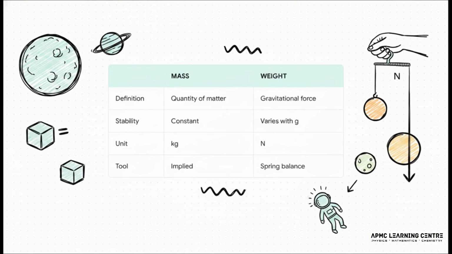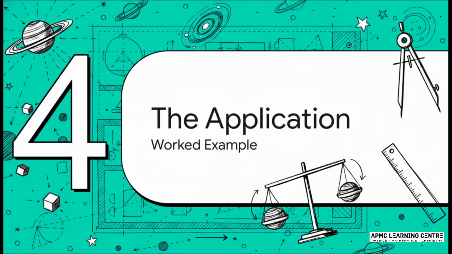Let's formally lock this in with a summary of the definitive distinctions between the two. Mass is the measurement of the quantity of matter in a body. It's your inherent signature, it is constant everywhere in the universe, and we measure it in kilograms. Weight, on the flip side, is simply the measurement of the gravitational force acting upon that matter. It's a highly localized experience that varies depending on the g of your environment, and it's actively measured using a spring balance in newtons.